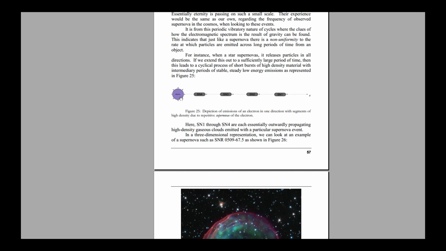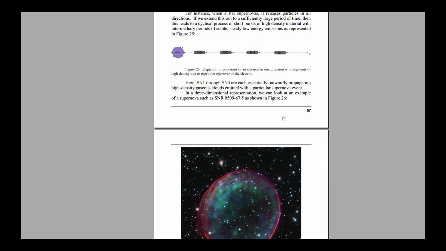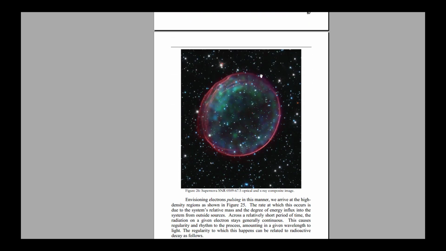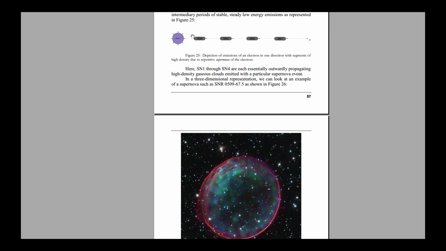So here we see an electron, and then over the course of time, supernovae occur, causing a high-density portion. Here, SN1 through SN4 supernovas are each essentially outwardly propagating high-density gaseous clouds emitted with a particular supernova event. In a three-dimensional representation, we can look at an example of a supernova as shown in Figure 26. So if this were to repetitively occur, there would be wave after wave after wave across larger and larger distances, causing us to then see this repetition.